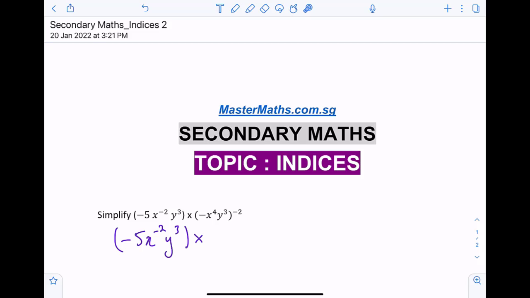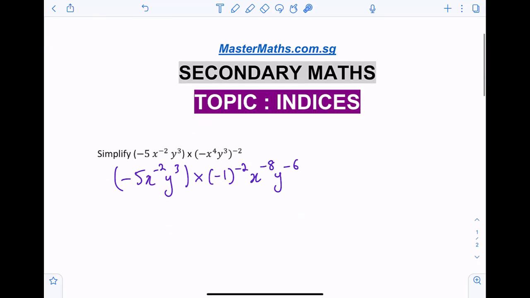negative, it's good to put negative 1 here because this will also get the power. So it will become negative 1 to the power of negative 2, x to the power of negative 8, y to the power of negative 6. All I'm doing is multiply the power inside. So again, negative 1 has its own power, which is 1. Negative 2 times 1, that's how we got negative 2 here.